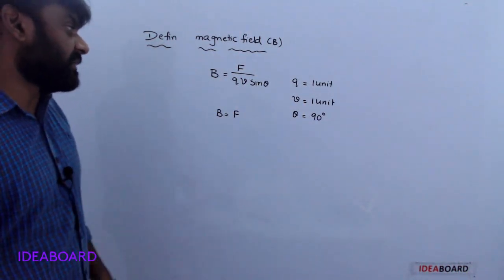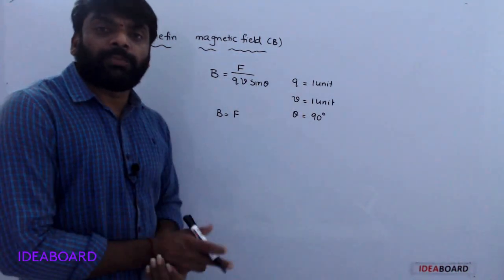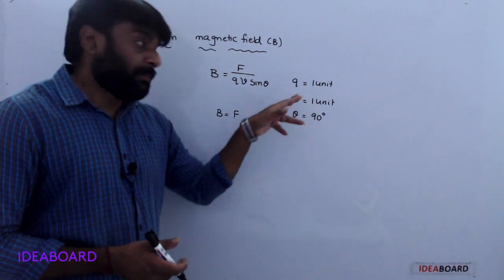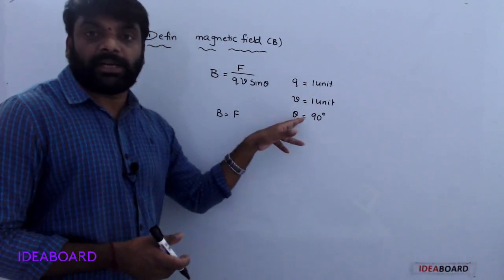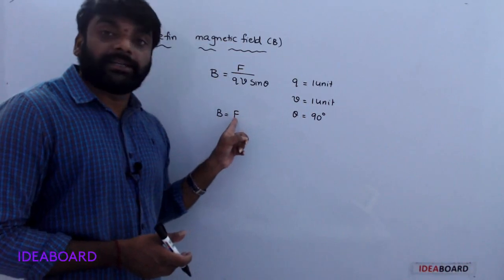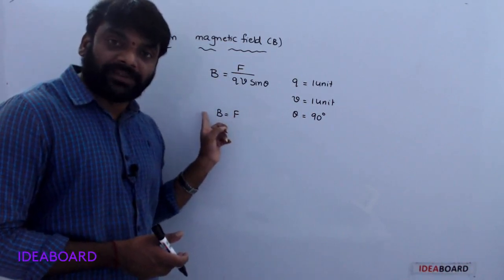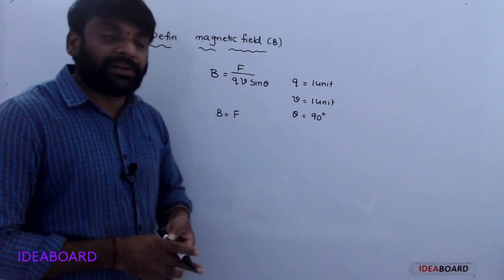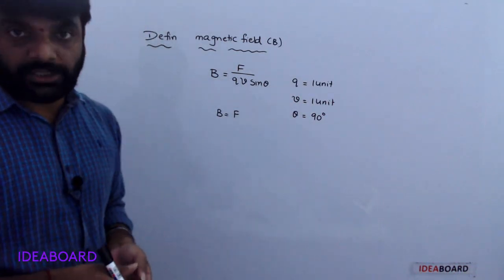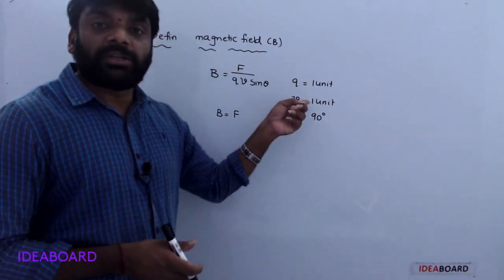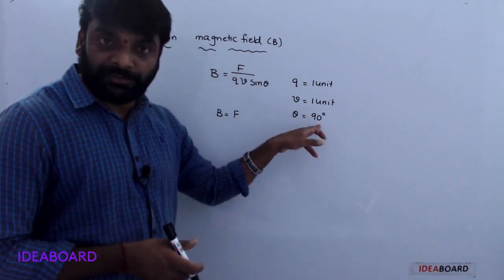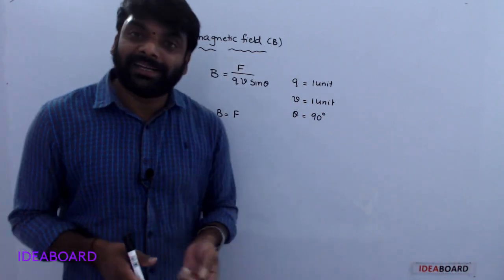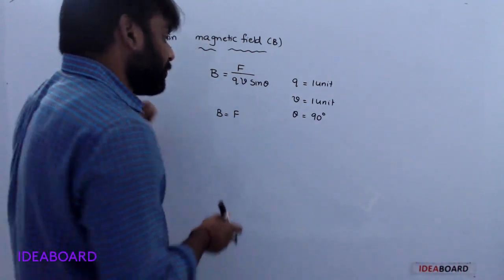Force. Simply defined as, 1 unit positive charge moving with 1 unit velocity perpendicular to the field, the force acting on that charged particle is nothing but magnetic field intensity. Once again, 1 unit positive charge moving with 1 unit velocity perpendicular to the magnetic field. In that case, force acting on that charged particle is nothing but magnetic field intensity. Now units.